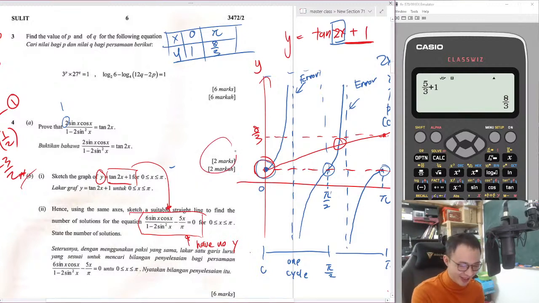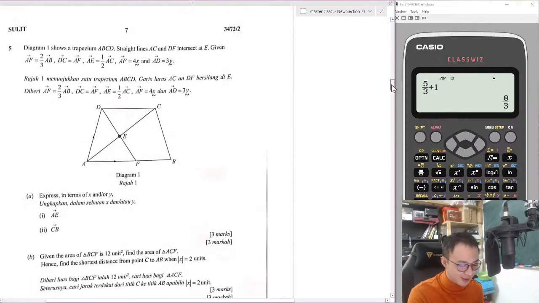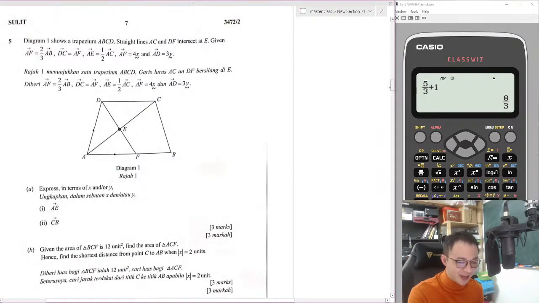Yeah, this is about an 8 mark question, so it's a lot. 8 marks in paper 2 is a lot. Alright, so I'm going to move on to the next one. Vector.